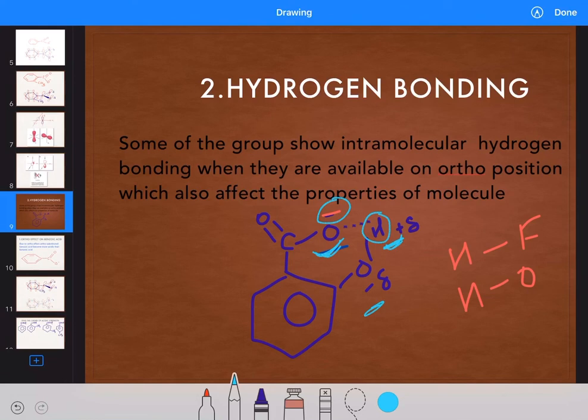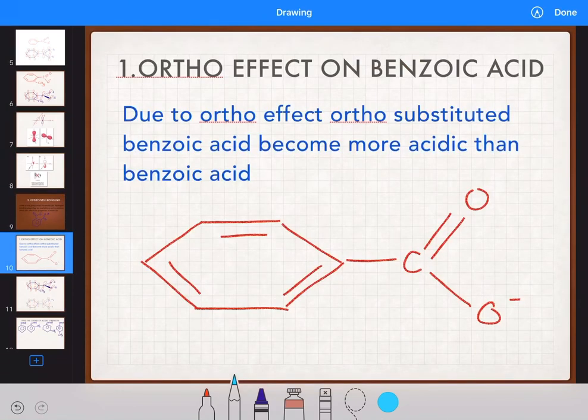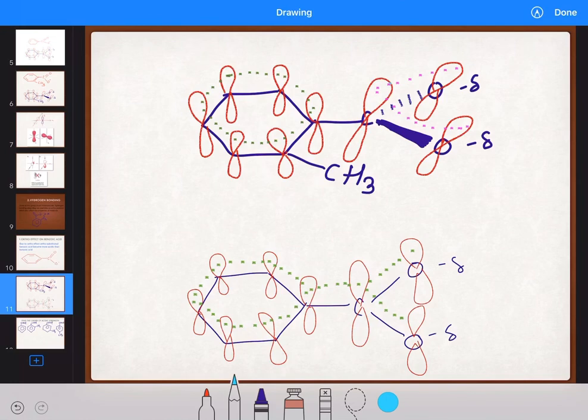Correct? Okay. So hydrogen bonding will affect the stability of the anion, and the stability of the anion is directly connected to acidic strength. And what we are covering here is acidic strength, meaning hydrogen bonding will affect the acidic strength of the molecule. And how will it affect? We will discuss it later during the questions. Now we will come to the ortho effect on benzoic acid. Correct? We will now cover the ortho effect on benzoic acid.